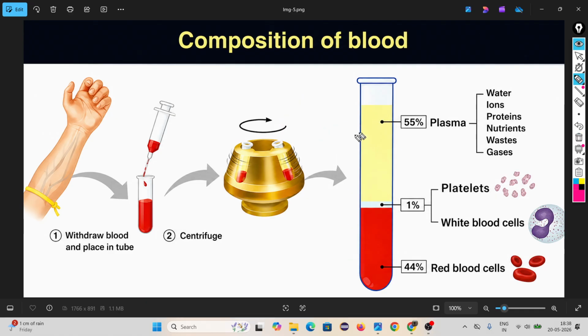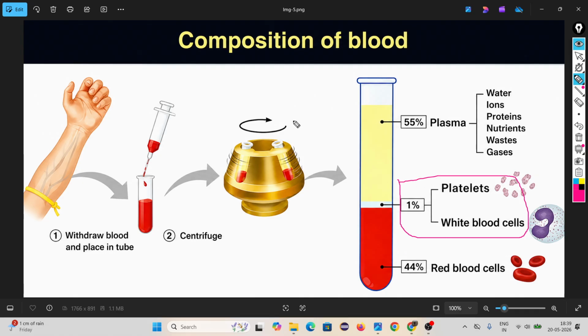This type of situation means the substance whose weight is high is at the bottom of this image, and whose weight is less is at the top of the image. Then look, blood contains 55% plasma, and only 1% platelets and white blood cells.